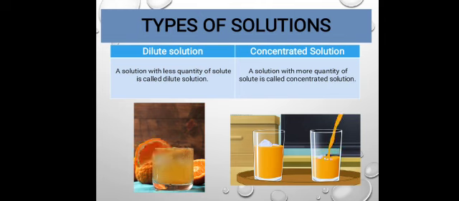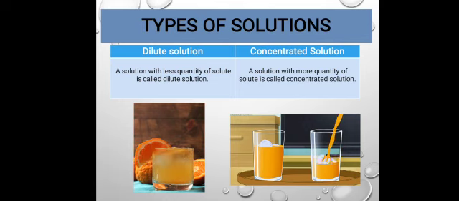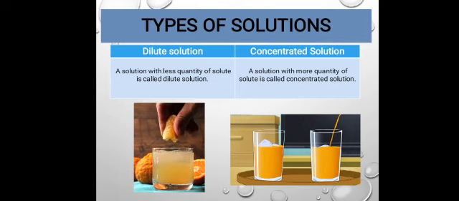Next are the types of solutions. Many types of solutions are mentioned in your book. One is dilute solution, another one is concentrated solution. First of all, we'll see the difference between these two. A dilute solution is a solution in which the quantity of solute is very low, and oppositely, a concentrated solution is a type of solution which contains a greater amount of solute mixed in a solvent.